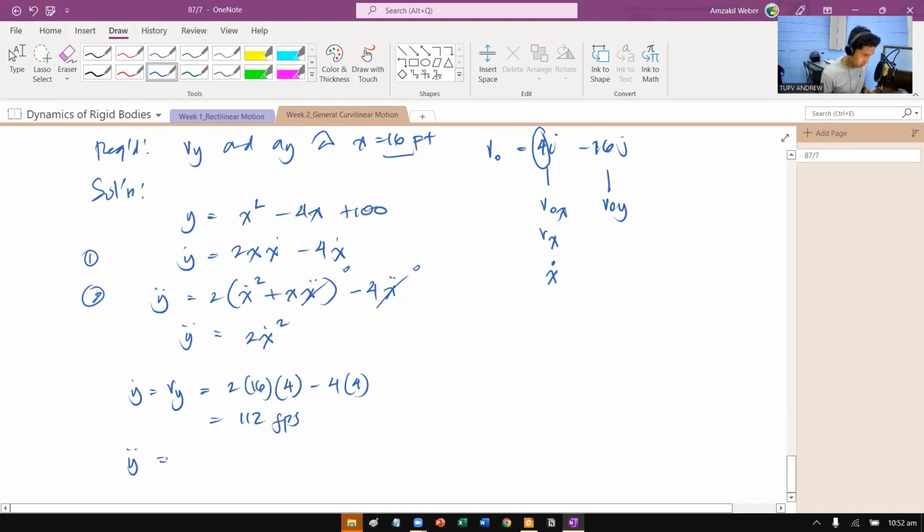For y double dot, y double dot is 2 times x dot squared, which is 4 times 4, so 2 times 16, which is 32.